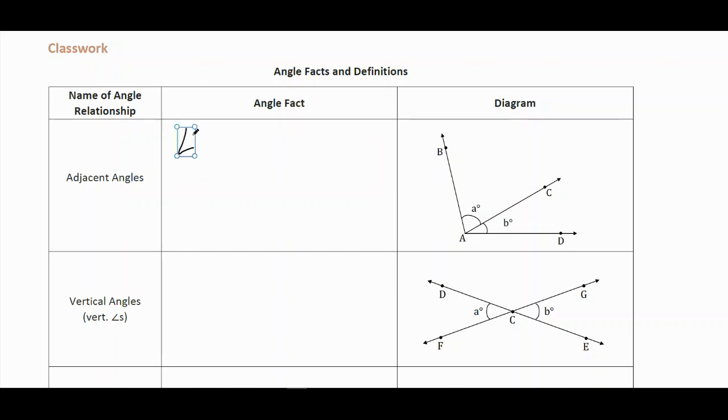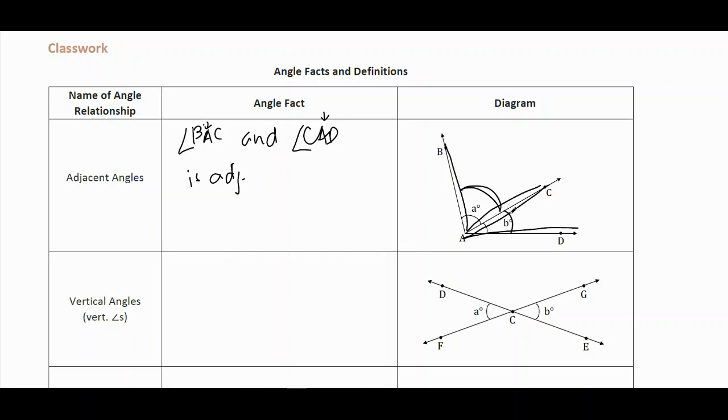Just like this, angle BAC, it's this angle here, and angle CAD is adjacent. There's no particular symbol that we can use, but rather just using ADJ. Remember, whenever we are naming angles, the most important thing is the one in the middle. If they are next to each other, just like this, therefore they are adjacent.